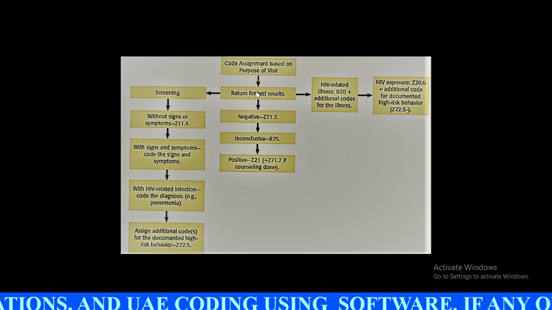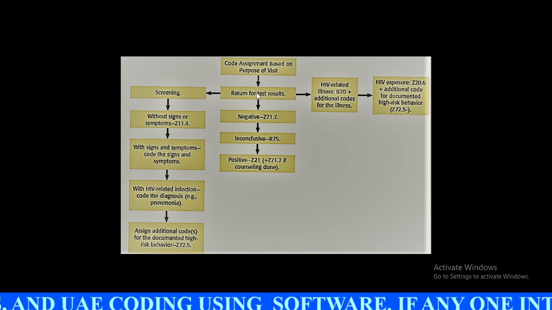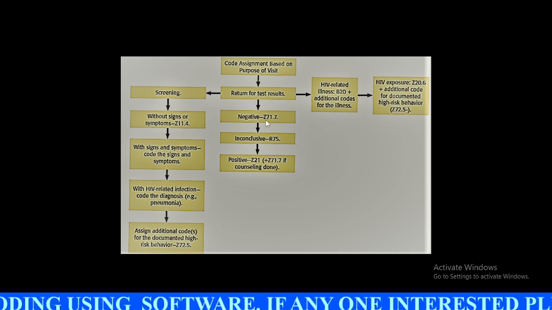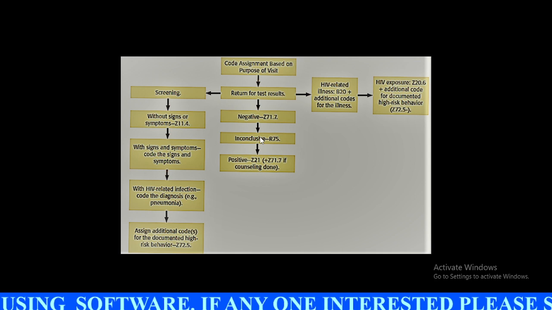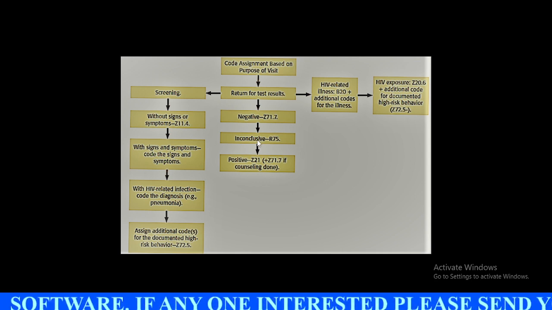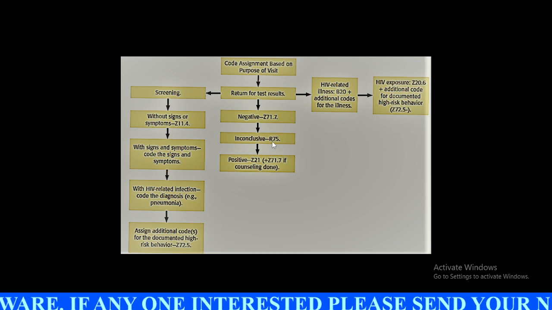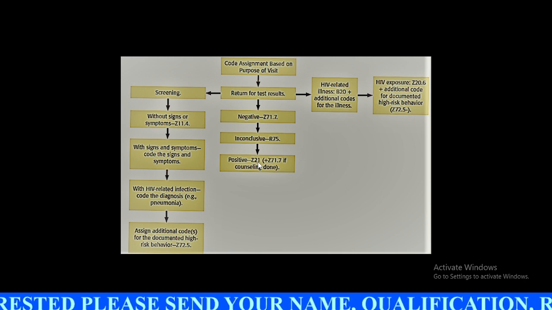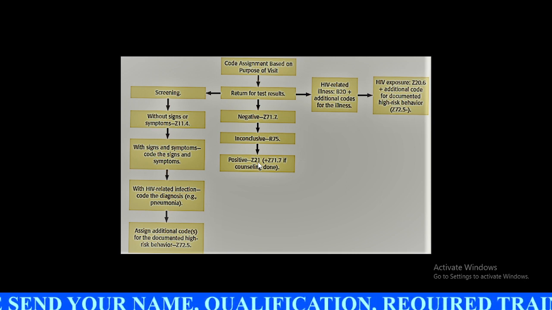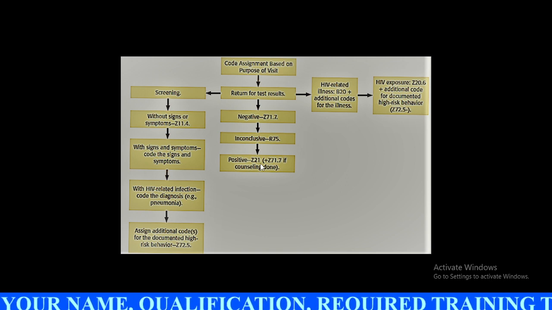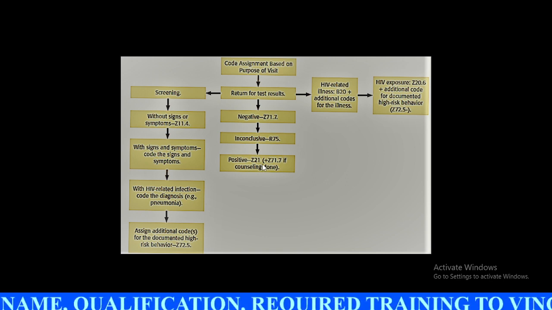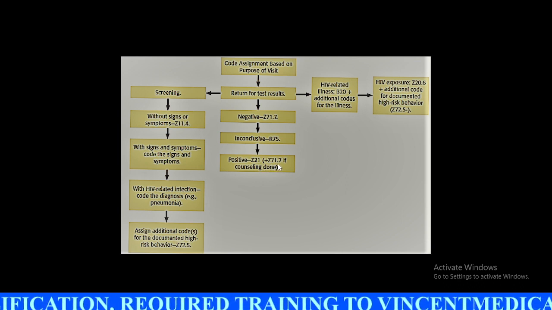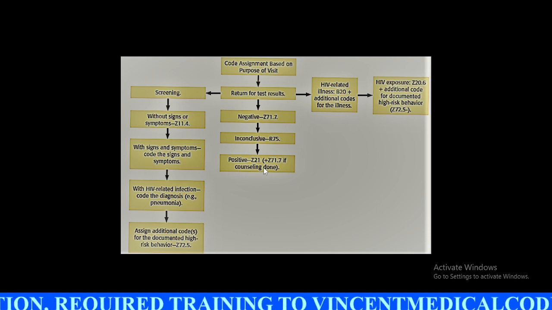The second level is if the patient has returned for test results. If the patient has a negative test result, we need to code Z71.7. If the patient has an inconclusive test result, we need to code R75. If the patient is positive after finding abnormality in the test results, we need to code Z21, asymptomatic, which we will call positive status, as well as Z71.7 if counseling is done along with positive results.